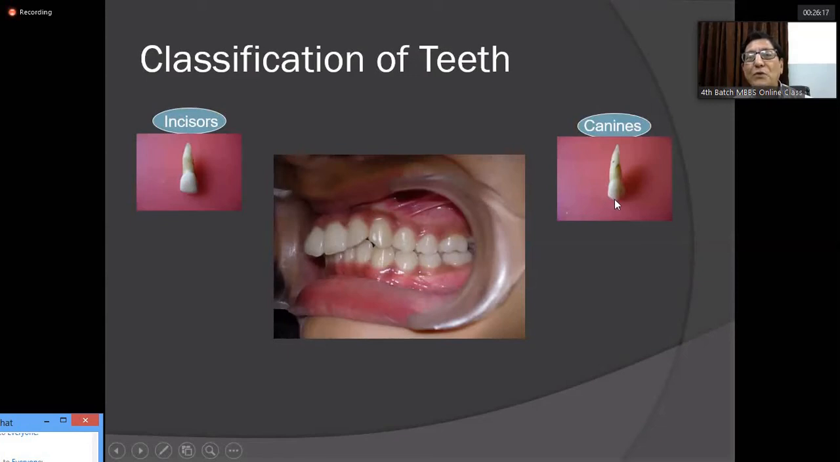Now this pointed part is known as a cusp, and that's why these canines are also known as cuspids. Americans prefer to address this as cuspids, not as canines like the British do. So cuspids means a tooth having a cusp. These cuspids are very good for piercing food particles. If you eat meat and you don't have canines, you don't enjoy eating meat because you cannot pierce. So they are very, very important.